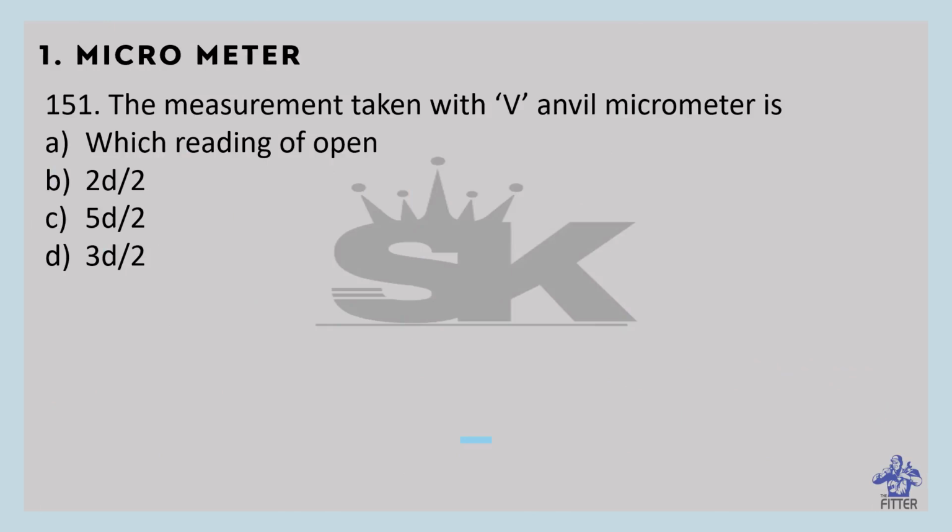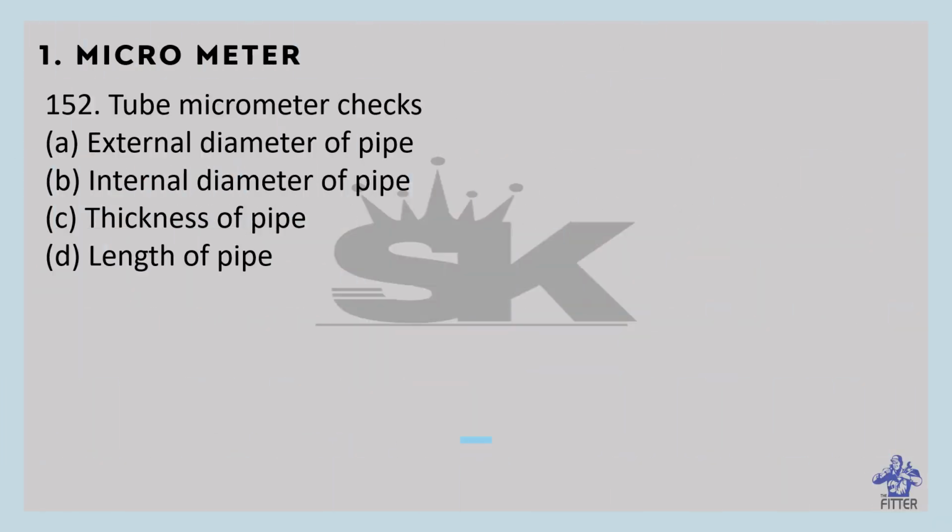The measurement taken with the vernier micrometer is, so that is option D, 3D by 2. The measurement taken with the vernier micrometer is 3D by 2. Tube micrometer checks the thickness of a pipe.